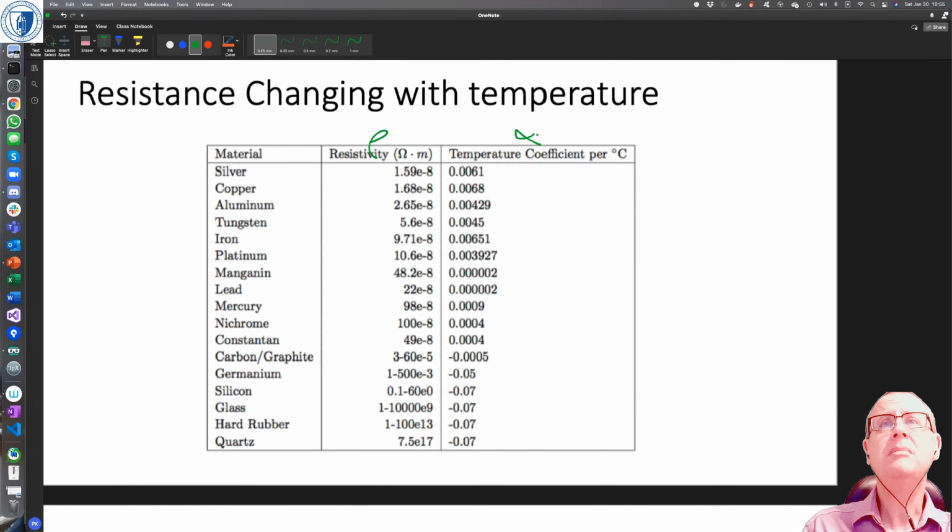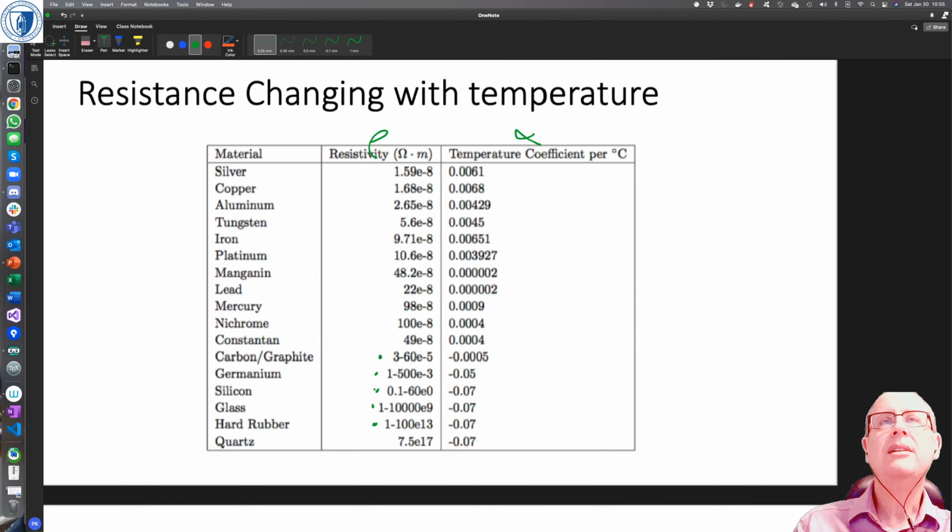Some of them here have a range of values given because the material can have impurities and can be in different configurations, right? There's different forms of carbon, for example. So the carbon range there is 3 by 10 to the minus 5 up to 60 by 10 to the minus 5.